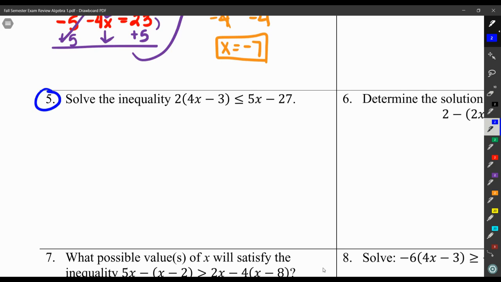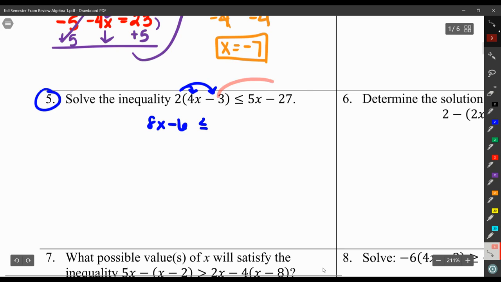Again, nothing changes when you solve equations versus inequalities. So we're still going to distribute first. So 2 times 4x makes 8x, and 2 times negative 3 makes negative 6. Drop down your less than or equal to, and then there is nothing to distribute on this side, so we can just go ahead and drop everything down.